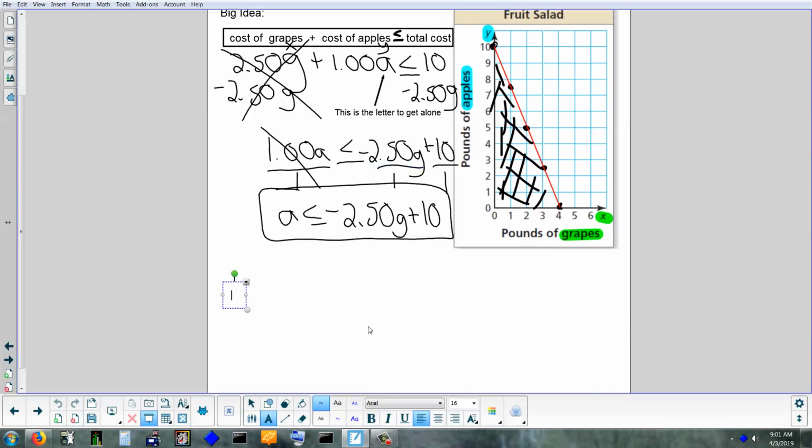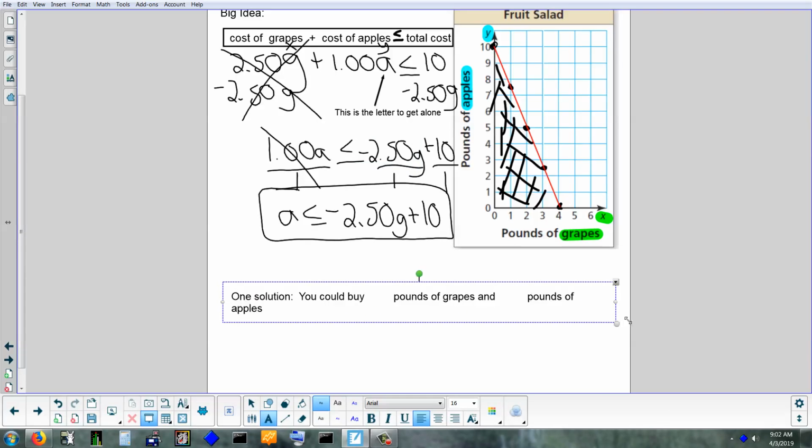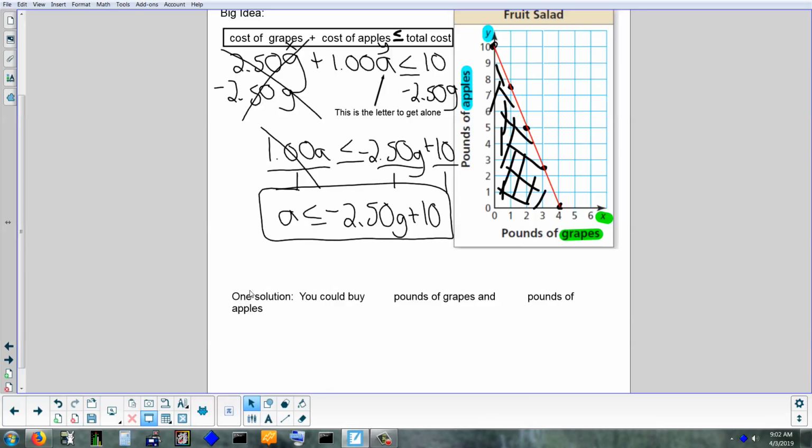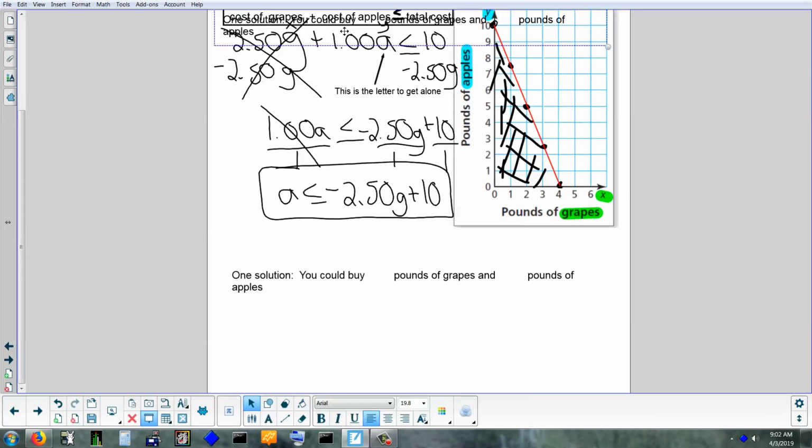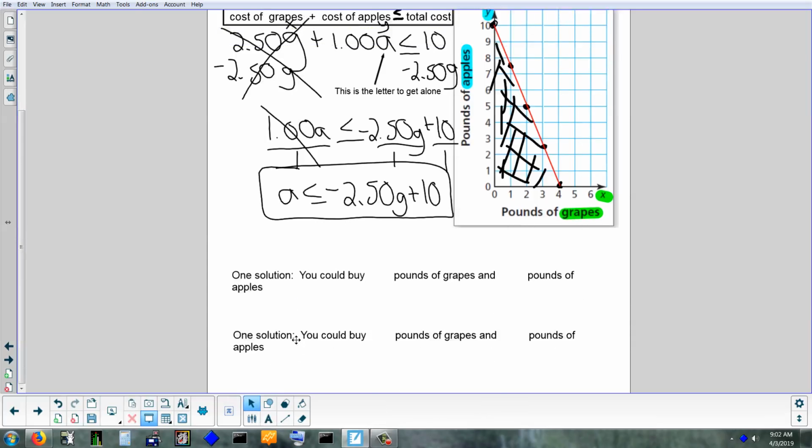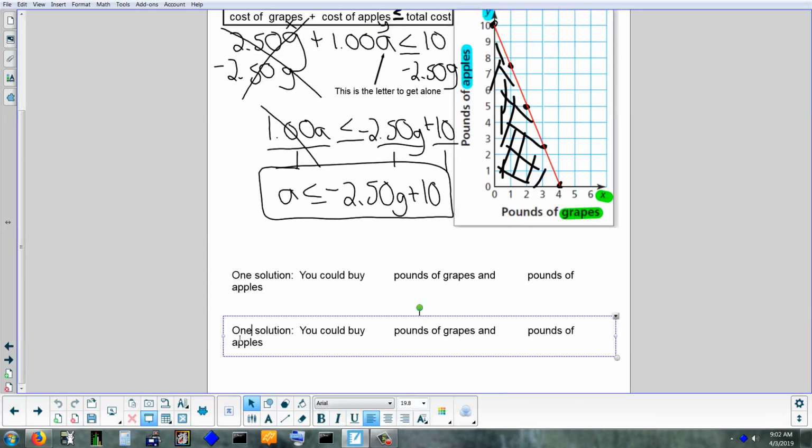Exactly, Yusuf. Like Yusuf just said, you can pick 2 coordinates inside what's shaded in, and that'll tell you how many pounds of each you could buy. If it were me, I'd pick a nice coordinate right on the line. I'll go here, and it can be on the line. So I can buy 2 pounds of grapes, 5 pounds of apples. Because again, it's a less than or equal to, so I won't go over $10. I'll still be okay.